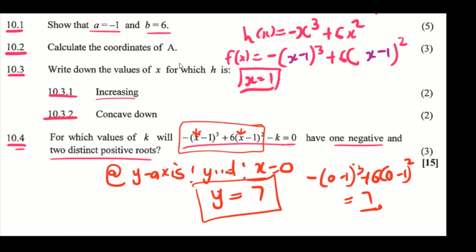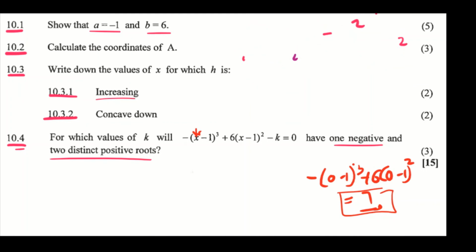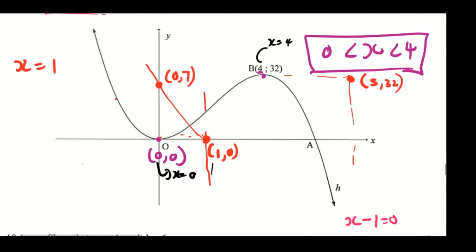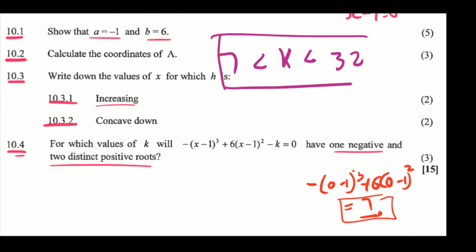So yeah, that is the first value, which is 7, and we can conclude that for this problem here, we simply say k must lie between 7 and, what's this number, 32, right, and 32. So this would be the final answer for the last question.